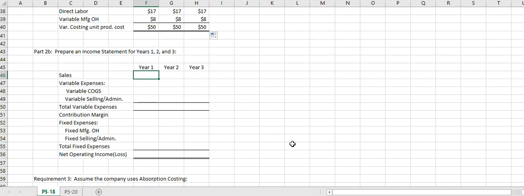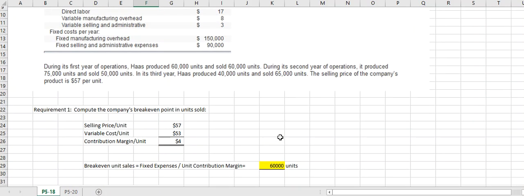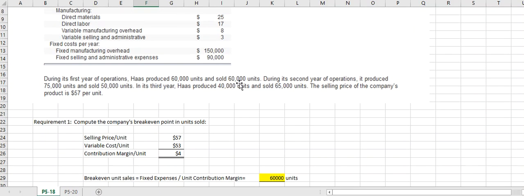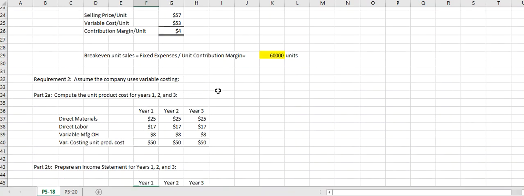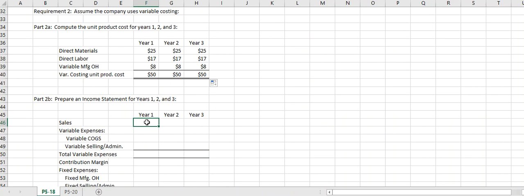So our sales, we know that we're selling our product for $57 a unit, and they told us how many we sold up here. It says we sold 60,000 units the first year. Well, if I could operate a calculator, it would be helpful. Okay, so 60,000 units times $57 a unit tells us our sales for year 1, and that is $3,420,000.